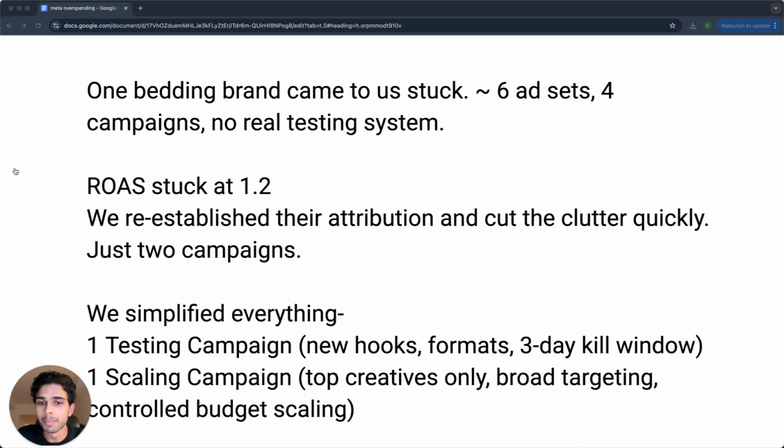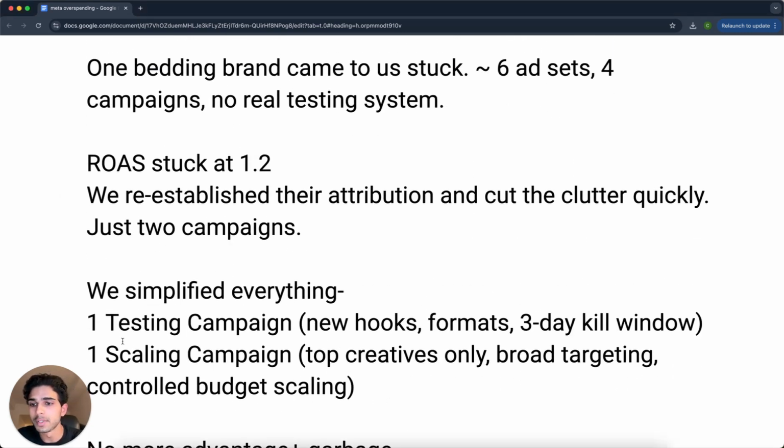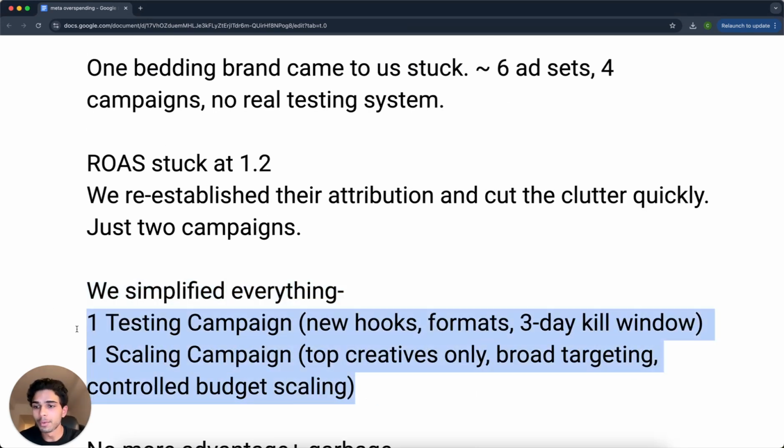In the testing campaign, absolutely aggressive testing. New hooks, and when I say testing, I mean 40 creatives a month. I mean, every single hook is different. It's being tested and tracked. Every format is proven and tested and tracked. And every 3 to 5 day window for testing is extremely, extremely strict.